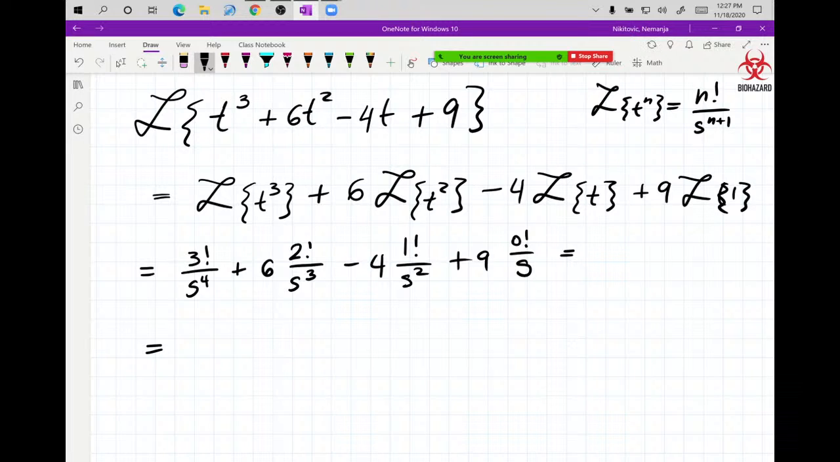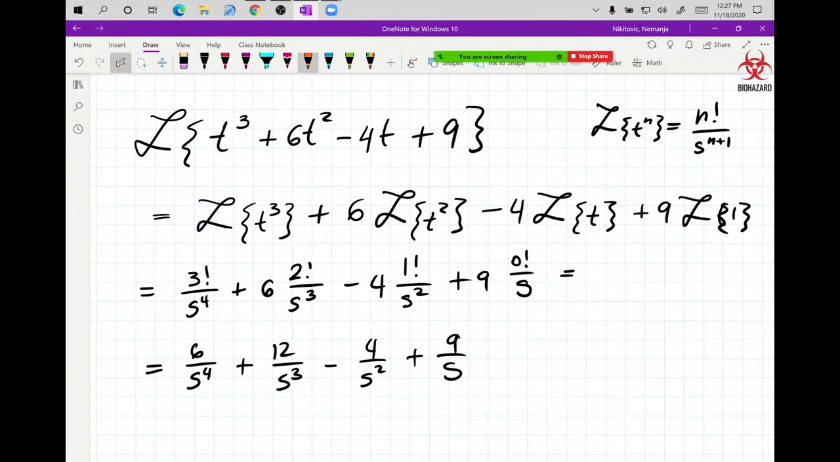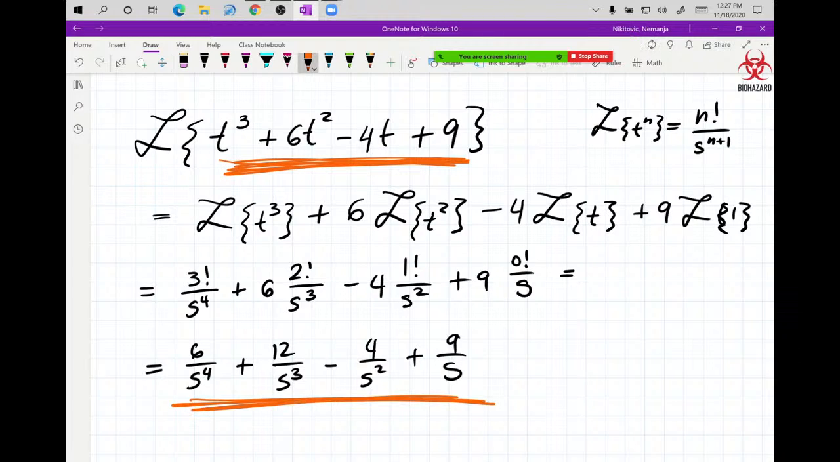So 6 over s to the 4 plus 12 over s cubed minus 4 over s squared plus 9 over s. There you go. So your Laplace transform of this polynomial in the time domain is this in what we call the frequency domain, the Laplace transform.